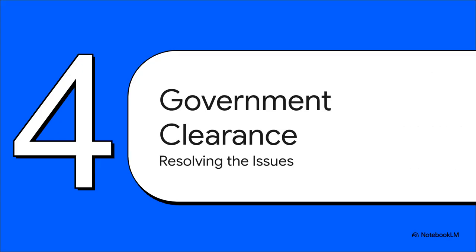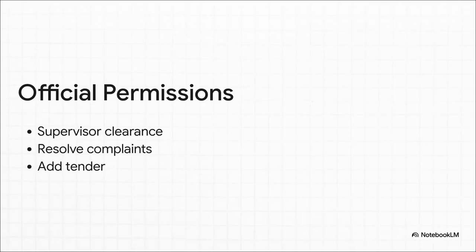Moving right along to Section 4, Government Official Clearance, Resolving the Issues. So, what if we use the State Identity Manager to simulate the government official role? Well, the AI agent completely shifts gears. This role requires municipal supervisor clearance, and suddenly the whole system is unlocked.